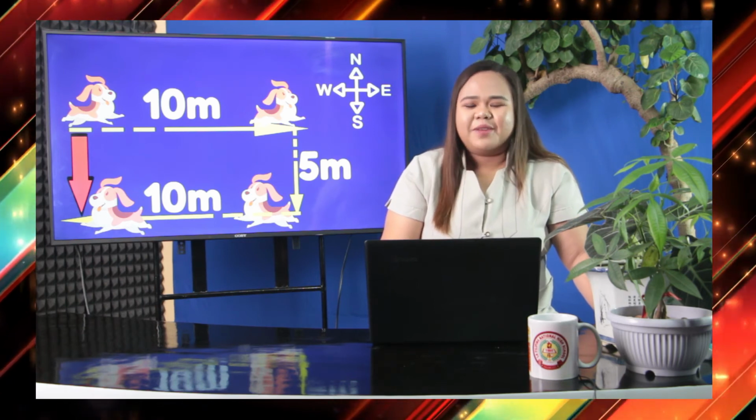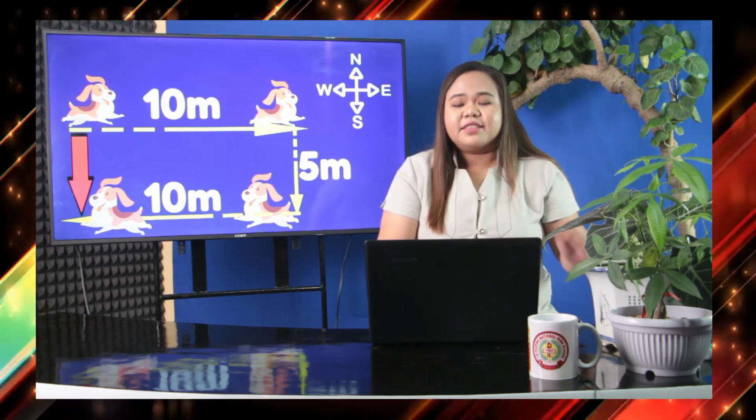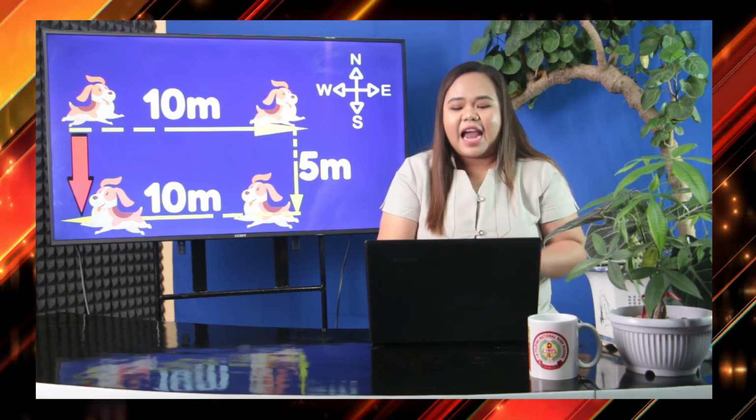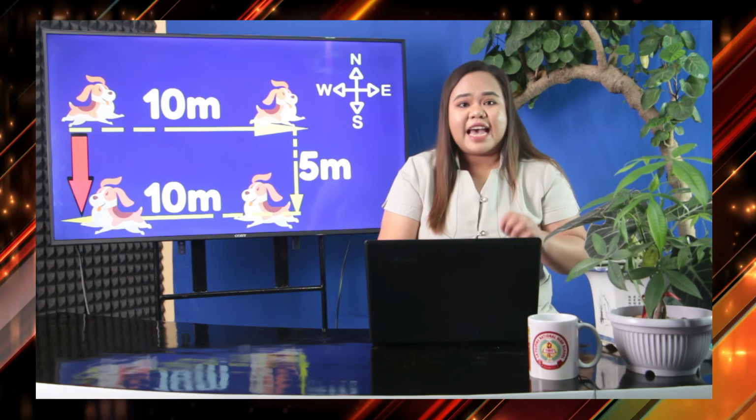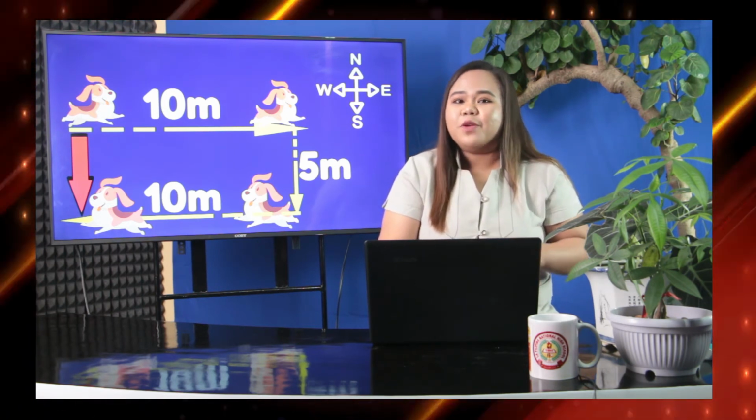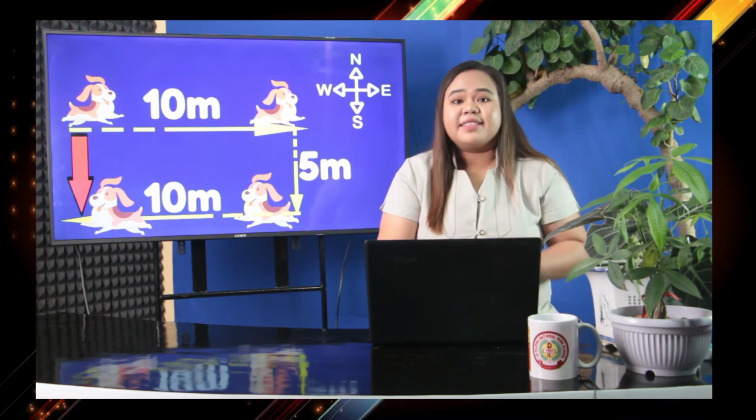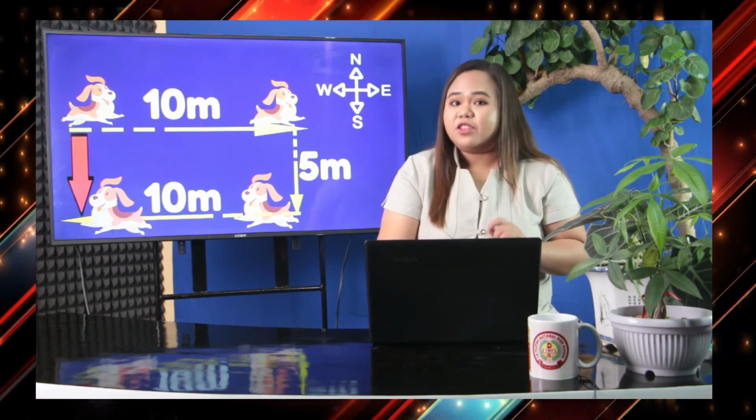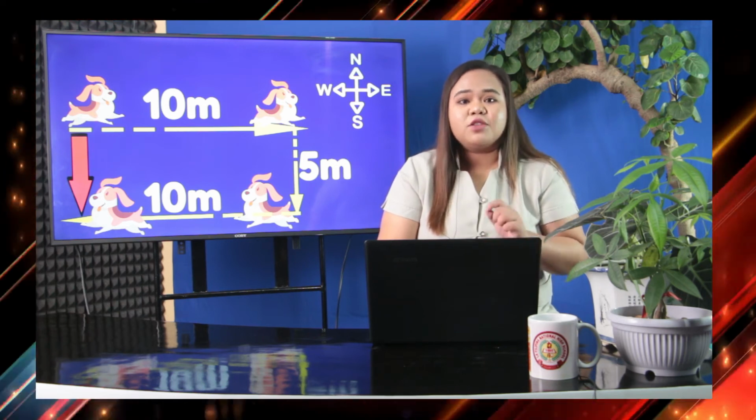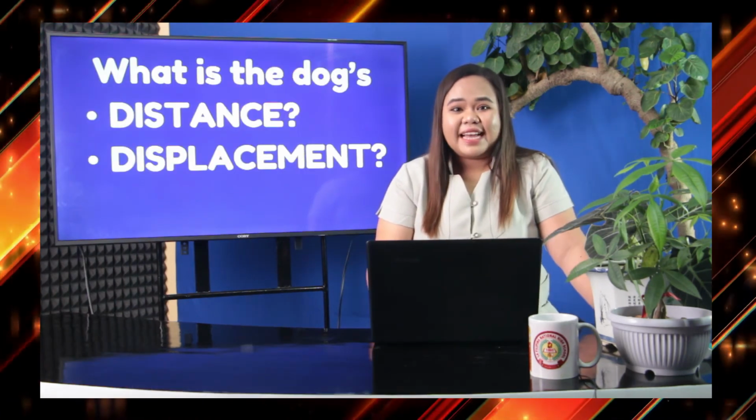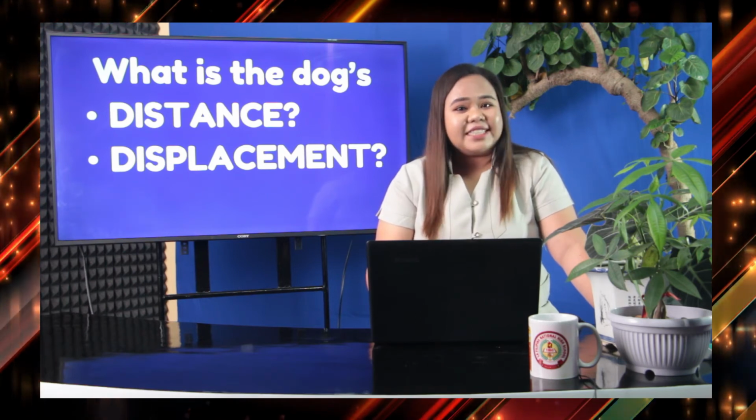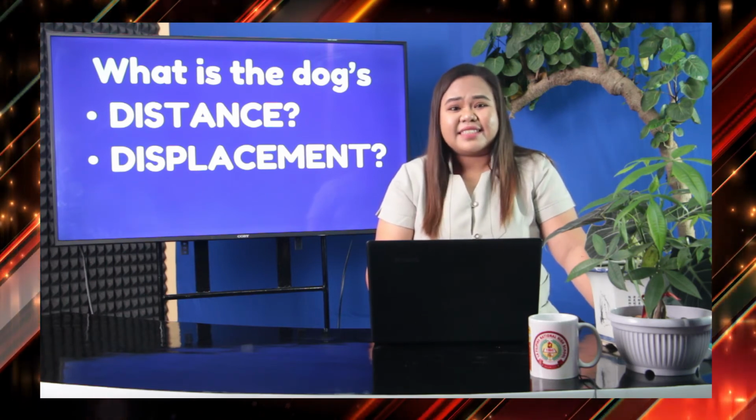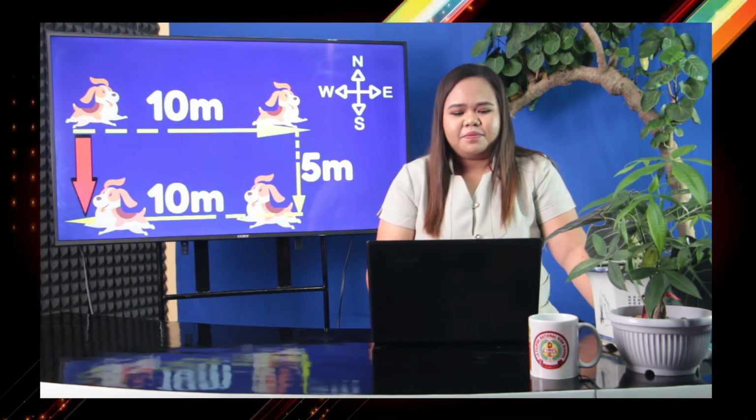Ready? Okay. The dog runs 10 meters east and moves 5 meters south. The dog runs again 10 meters west. Again, I will repeat. The dog runs 10 meters east and moves 5 meters south. The dog runs again 10 meters west. Now, let's have the questions. What is the dog's distance? Displacement? Now, let's take a look again at the picture.